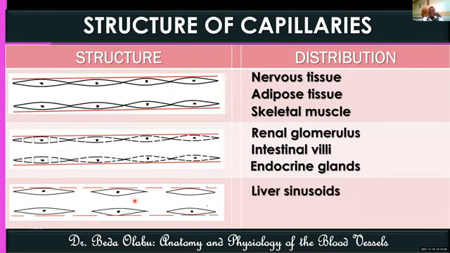We find them in the liver. We also find them in lymphoid organs. So we call them discontinuous capillaries or sinusoidal capillaries. Sinusoidal is just this one, just remove that S and put AD. Those are the different types of capillaries that we do have.